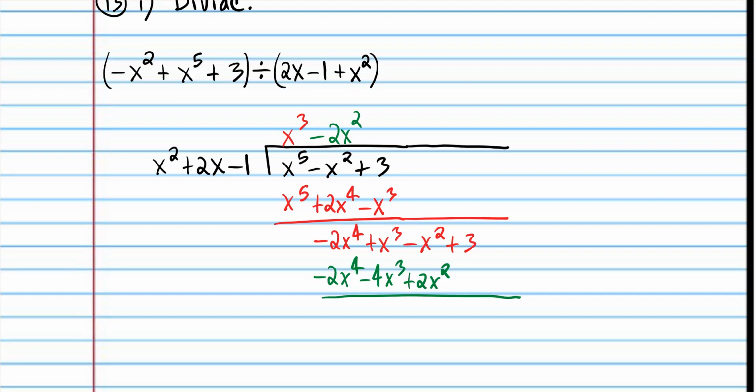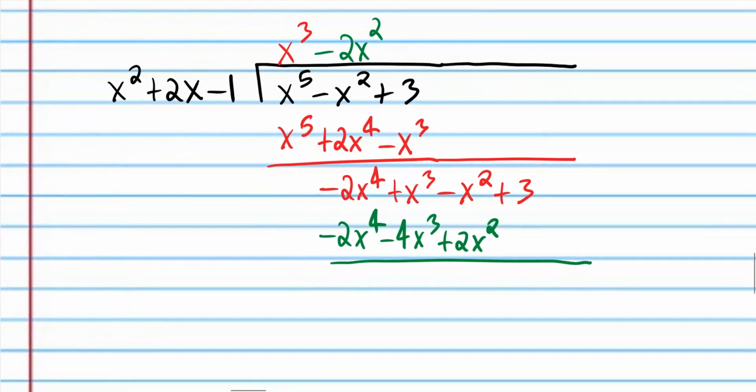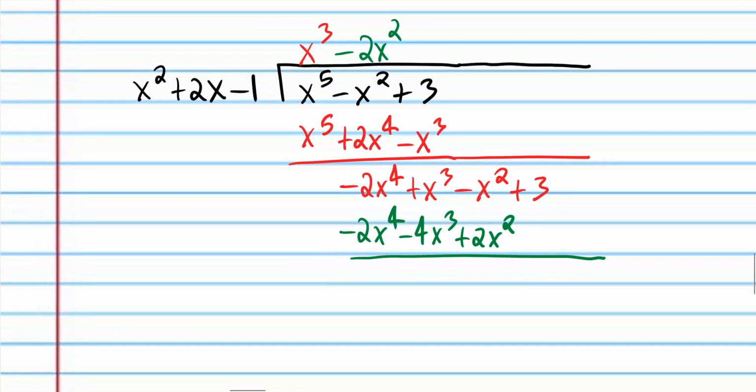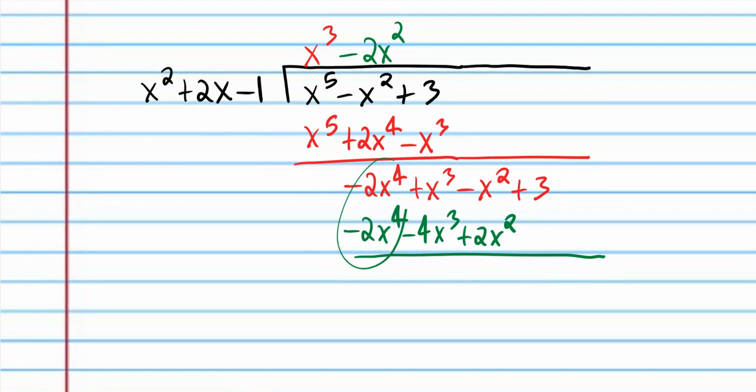So let's make sure that we did all this correctly. Looks like we did. So now we're going to do the third step. We're going to subtract. So these cancel out, of course. And now we're going to subtract negative 4x cubed from x cubed. So that's going to be a double negative. So that's actually going to be 5x cubed.